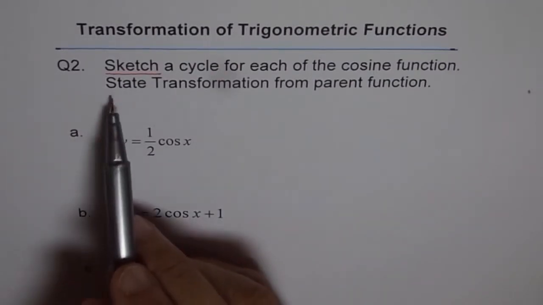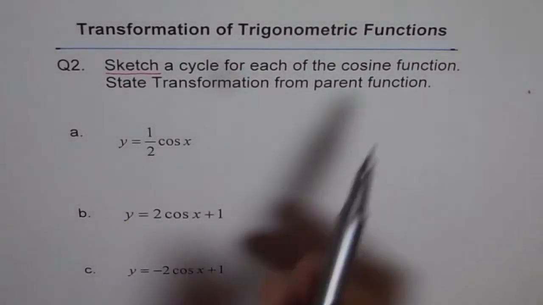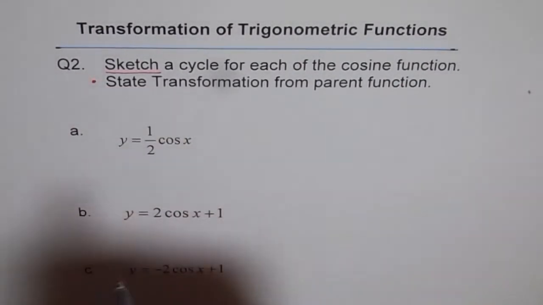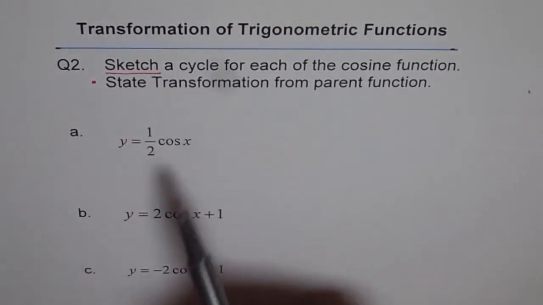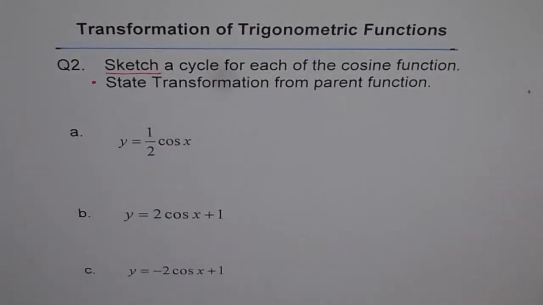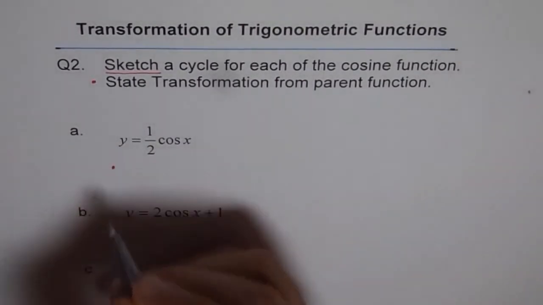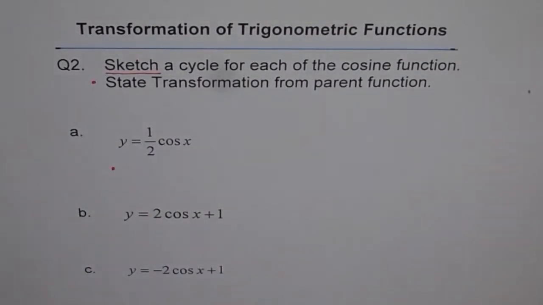Now, second part is state transformation from parent function. As I said, at times students really forget about the second part. They get so involved in sketching the function that they forget what else was required. Now, just to safeguard, I always write the transformations first. Because once you know the transformations, then you really understand what the sketch should look like, right?